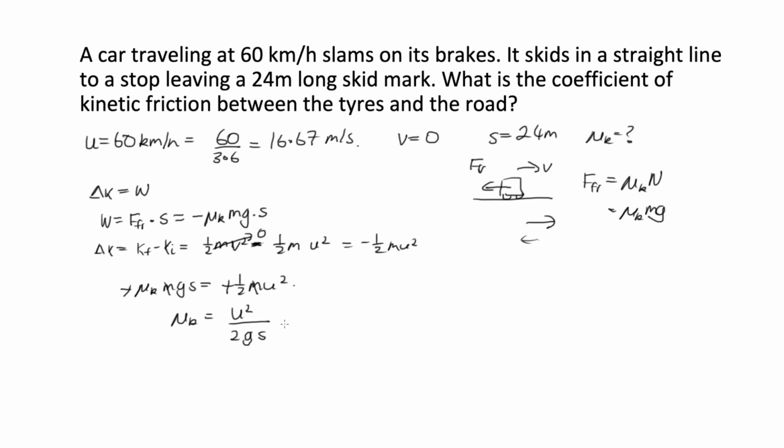I generally find it's easier to come to an algebraic expression and then substitute in the last step. So let's substitute in now. We've got 16.67 squared, and that's in meters per second. Then we've got 2 times g, which is 9.8 meters per second squared, times the displacement, which is the 24 meters.